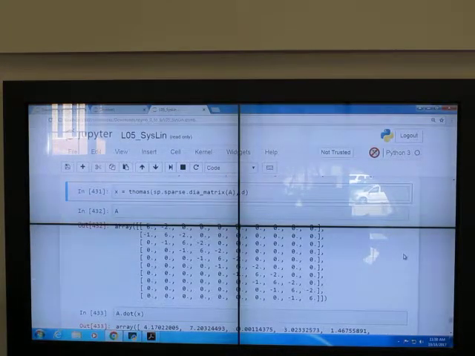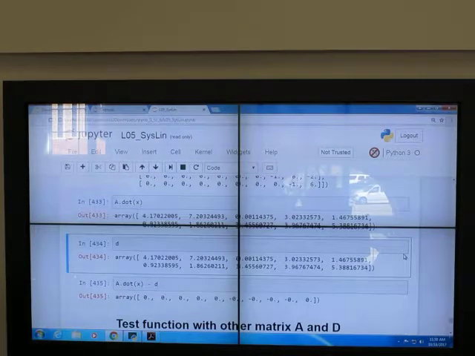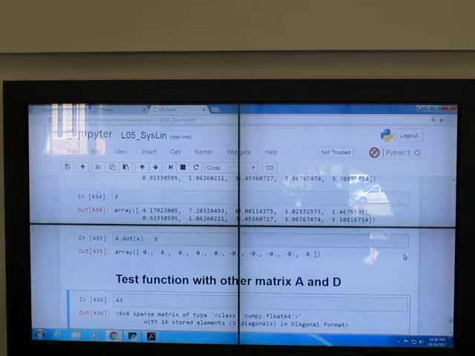I do Thomas of sp.sparse.diags(A), comma D. So I put in my matrix A and my matrix D. This is to solve Ax equal to D. So my A is that, A dot X is that, and A dot X minus D is 0. So it worked. Done.